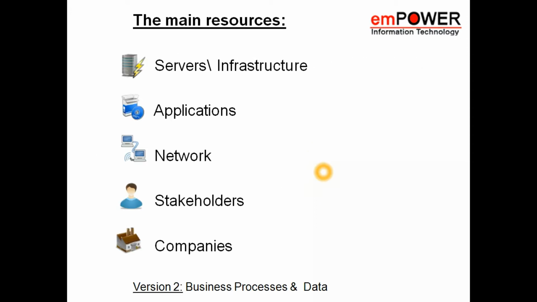The main resources covered in the first version are servers, applications, networks, stakeholders, and companies. In the future version, the next release, we will have business processes and data.